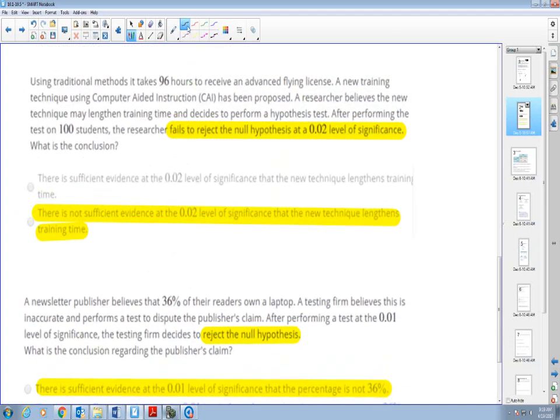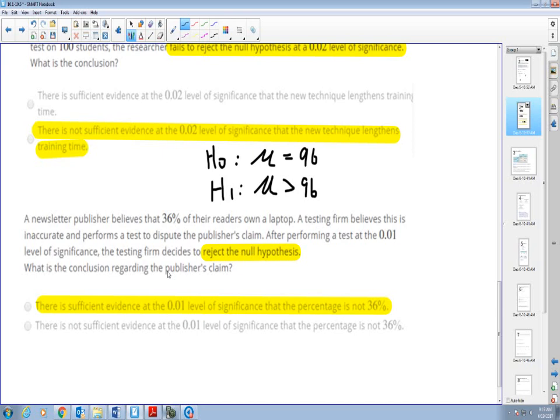Let me go back up here real quick. The flying lessons: the null hypothesis, the mean hours, was supposed to be 96 hours. If we write out the null and the alternative hypothesis, the researcher believed the new technique is supposed to lengthen it, so more than 96 hours, but it turns out the researcher failed to reject the 96 hours because it does not find sufficient evidence.